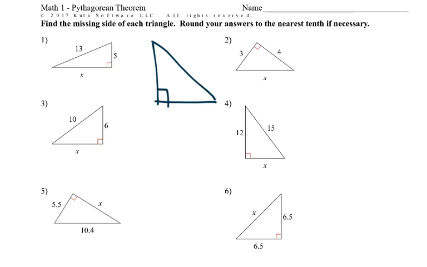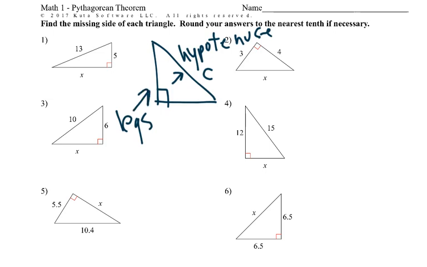So the thing to remember about the Pythagorean Theorem is that you have to understand which parts are what. The part opposite the 90-degree angle, that's our hypotenuse. Okay, that's the important one to always know. We usually denote it with the letter C. The other two are the legs, which we use A and B to describe.